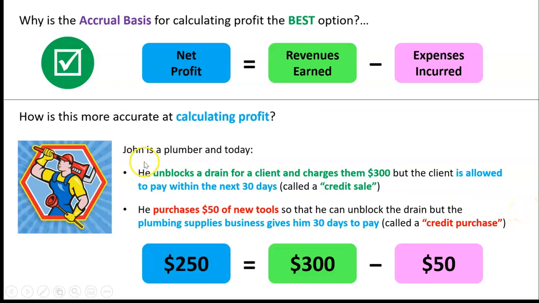And that's the accrual system. So those are the key words we want to remember from this. Revenues earned minus expenses incurred, and we're going to get the most accurate profit using this system.